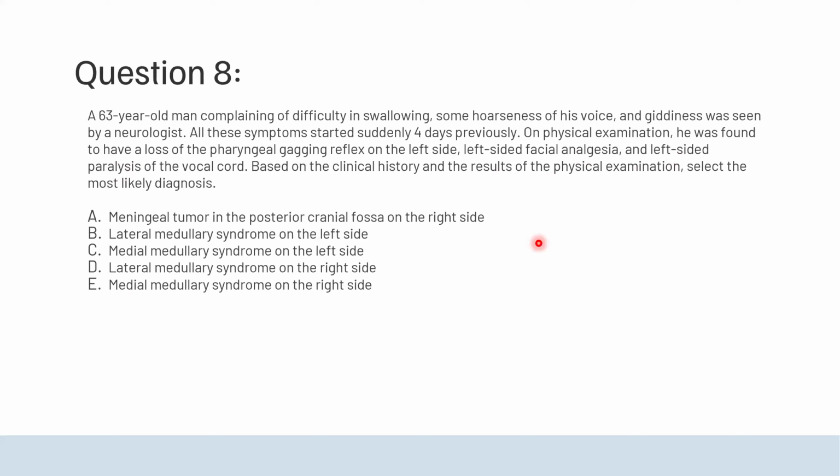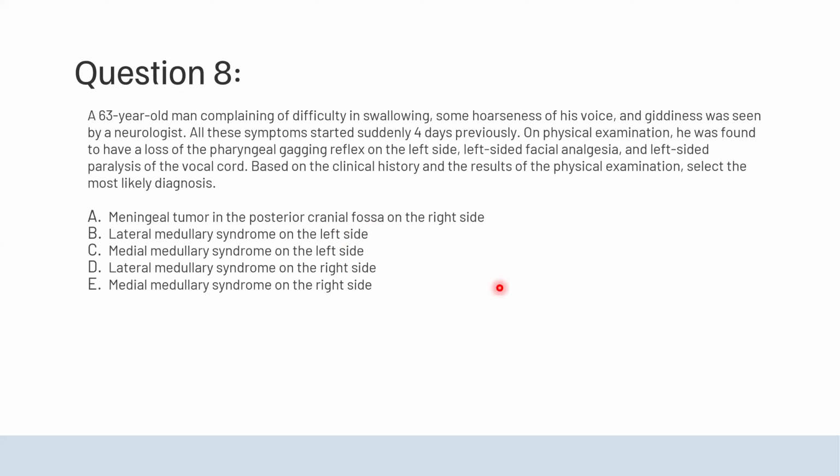Where is the vagus nerve? It is in the lateral medulla. Do I have anything within the lateral medulla that can also affect sensation? Yes, I do. I have the spinothalamic tract. So this makes perfect sense. Now I know that I am in the lateral medulla. But then I look at the choices and oh no, I'm in trouble because I have the left side and the right side. How will I know?